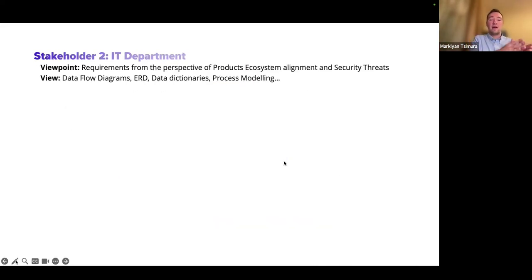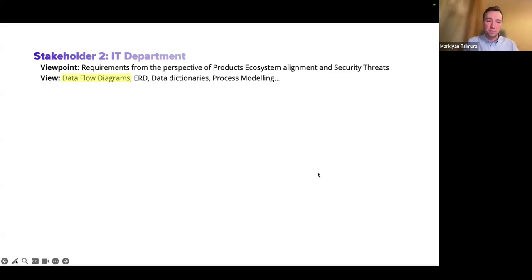If you have a second stakeholder, you might have the IT department, and they are looking at things from a different angle, a different perspective, like in this picture with the building. You have requirements from the perspective of the product ecosystem, whether they match this product ecosystem, whether they align with the security policies, whether there are some security incidents, how data is transitioned from one system to another, how the integration works. And you'll have different views: data flow diagrams, ERDs, data dictionaries, process modeling, activity diagrams, you name it. You know all of those techniques, or at least you are using some of them.